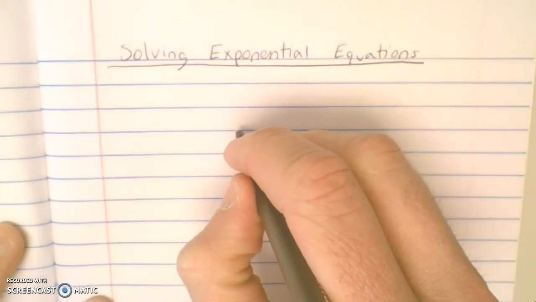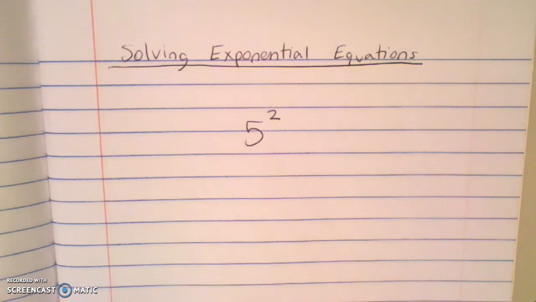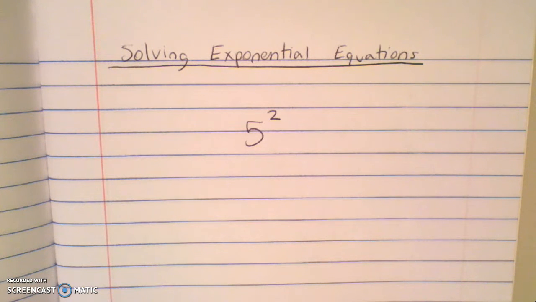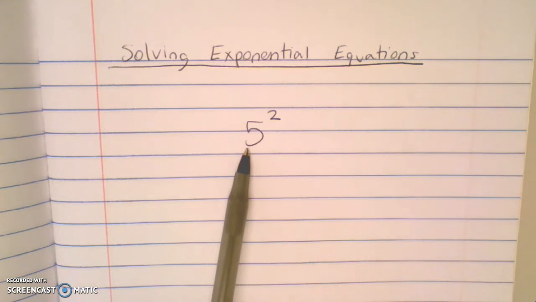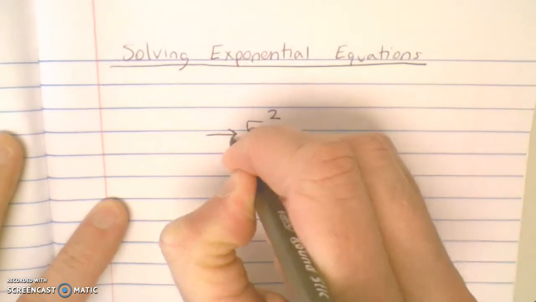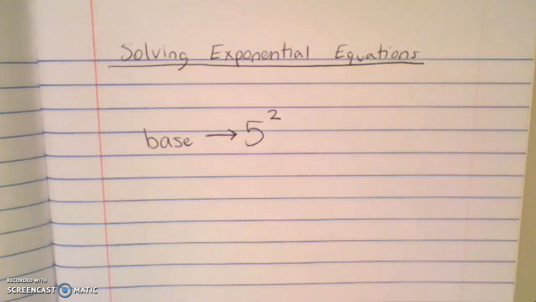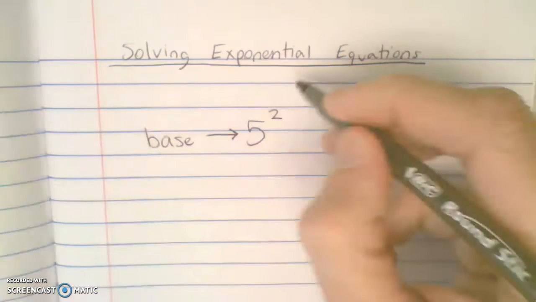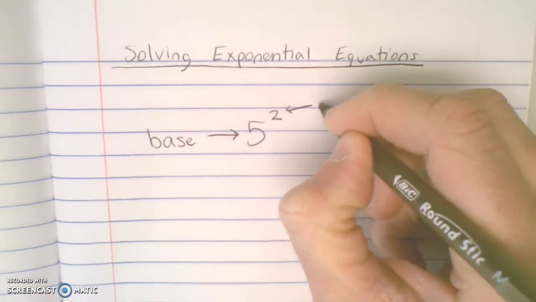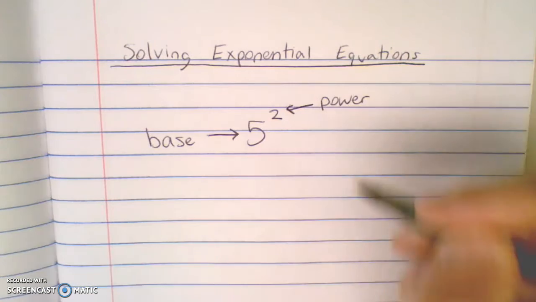So before we get into solving exponential equations, let's just review some terms. So remember, when we're dealing with problems that have exponents, you normally have a number or a letter that's being raised to a power. So the official word for the large number here is called the base. That's the number that's being raised to a power. And the little number, the exponent, is called your power. So the base is the number that you're raising to a power.